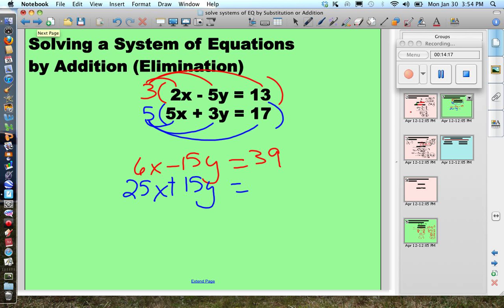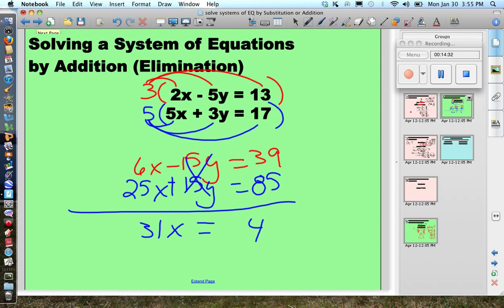And 5 times 17, let's see, 50 plus 35, that's 85. Now I'm going to add them. 25 plus 6 is 31x. These cancel out. And on the other side, I'm going to get, let's see, 9 and 5 is 14, 124. Dividing both sides by 31, I'm going to get 4. So x is equal to 4.